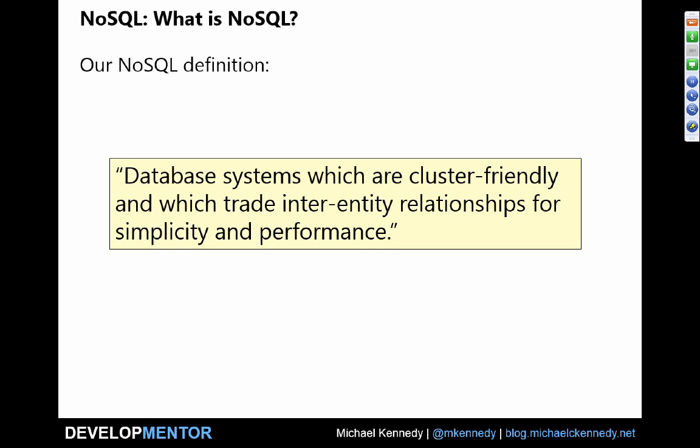And the essence of the group was they were getting together to talk about databases that could much more easily scale, especially horizontally, right? We could scale our databases across clusters by adding many, many small, cheap servers instead of buying one big, expensive server. This is my personal definition of what NoSQL means, and it comes from that origin. These are database systems which are cluster friendly, so you can easily scale them horizontally, often almost automatically, and which trade inter-entity relationships for simplicity and performance.